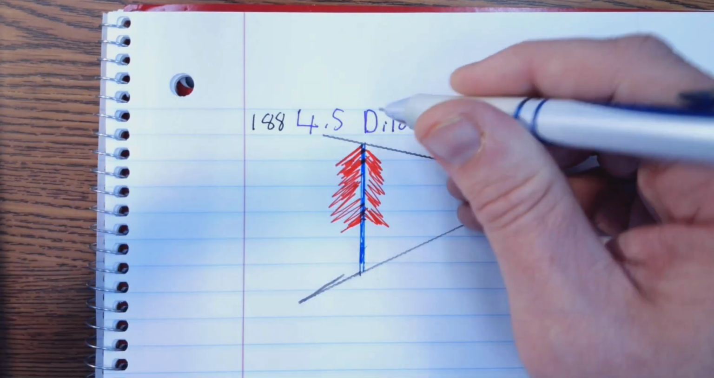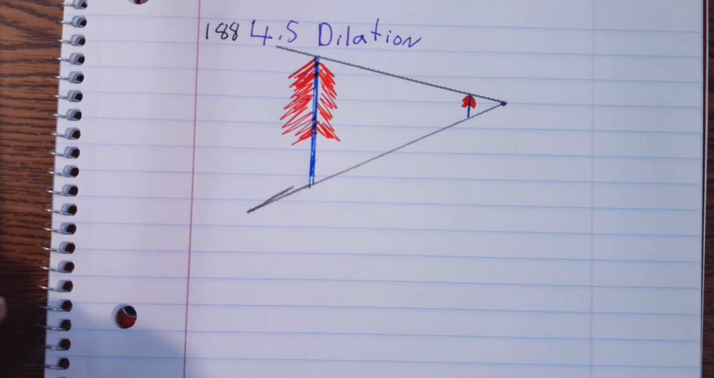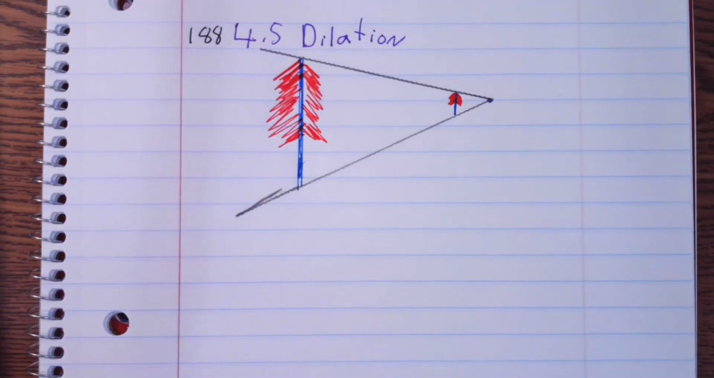All right, hopefully we're about done since I drew my picture. So a dilation is a transformation in which figures enlarge or reduce with respect to a fixed point C. And that point is called the center of dilation. And of course, we have a scale factor K.